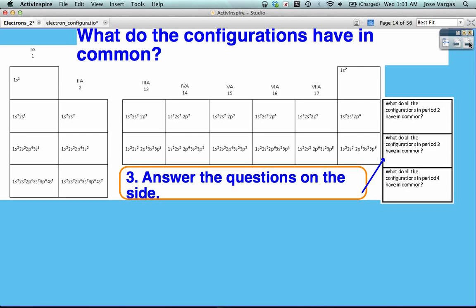Okay, so by looking at the periods, what do all the configurations in period 2 have in common? What do all the configurations in period 3 and 4 have in common? So answer these on the back of your periodic table or on a separate piece of paper.